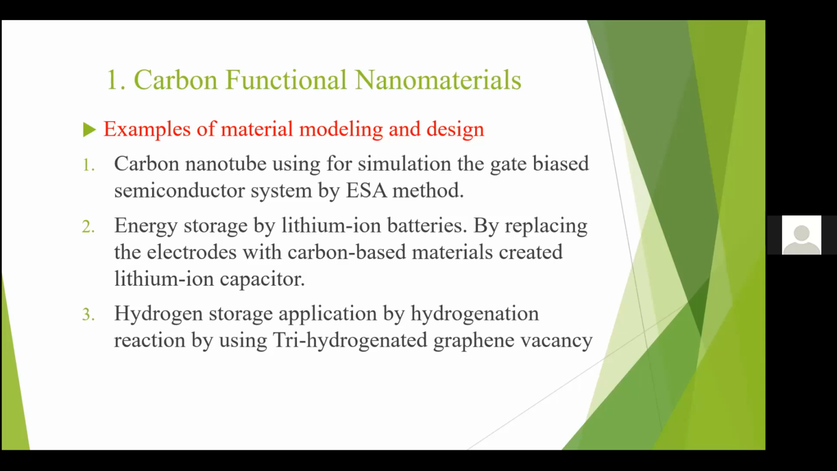However, because the dehydrogenation process is endothermic, it requires energy and has a very high activation barrier, which prevents the use of organic hydrogen. Researchers used the tri-hydrogenated graphene vacancy to solve this problem because it reduces the energy barrier to only 1.3 electron volts, so that there is no energy consumption in the hydrogenation stage in the hydrogen storage process.